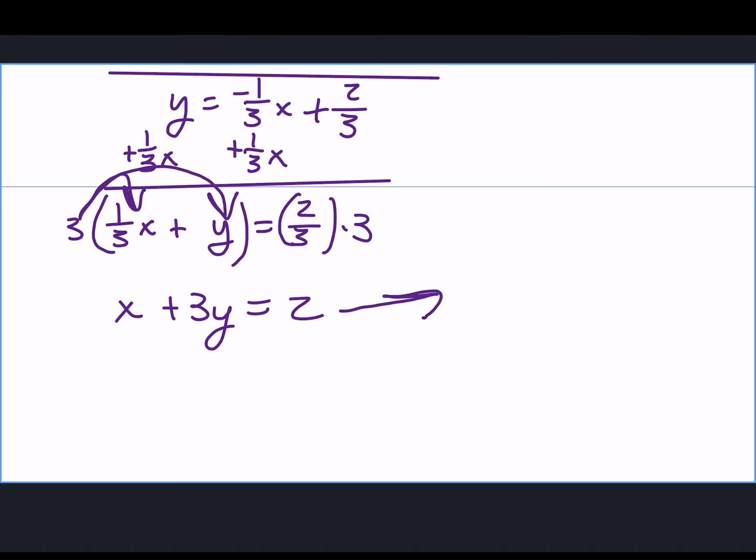Now my question to you is, is that in the form ax plus by equals c, where a, b, and c are integers? Yes. 1 is an integer, 3 is an integer, and 2 is an integer.